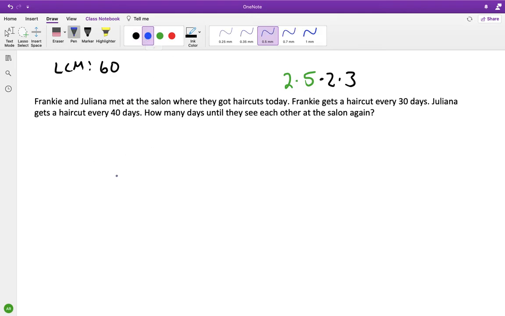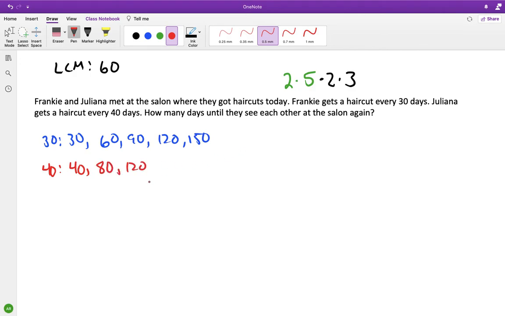Okay, so Frankie every 30 days. So 30, 60, 90, 120, 150. I'm just counting by 30s. I know I can do it fast. I am a math teacher. 40. Right? We start at 40, and then 80, and then 120. This time I'm going to stop because I know it's 120. It's the first number that appeared on both lists. So I think the LCM is 120.